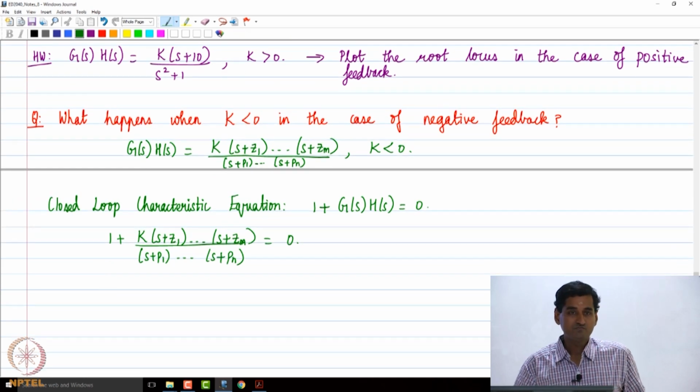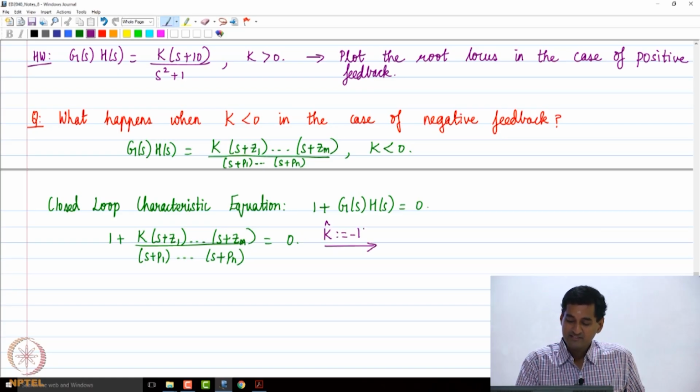Now what do I do? What I can do is the following, right? I can say let a parameter K hat be defined as minus K. I can do that, alright? So I can essentially define a variable K hat which is the negative of K. So what do you think happens to the range of K hat?